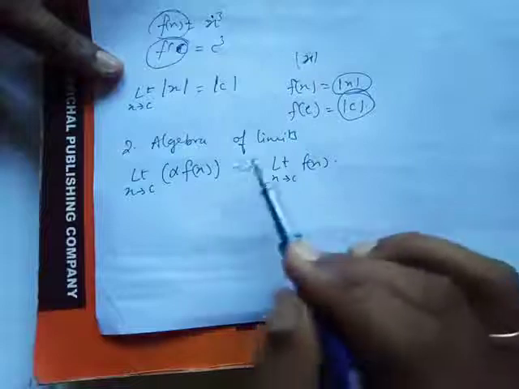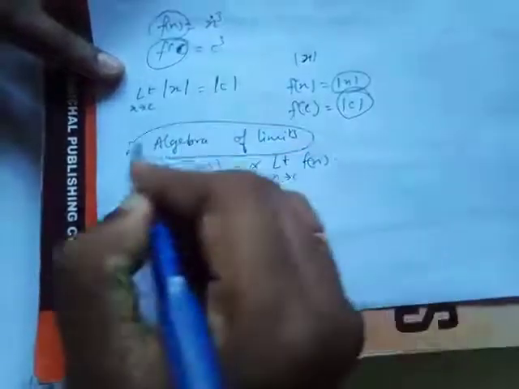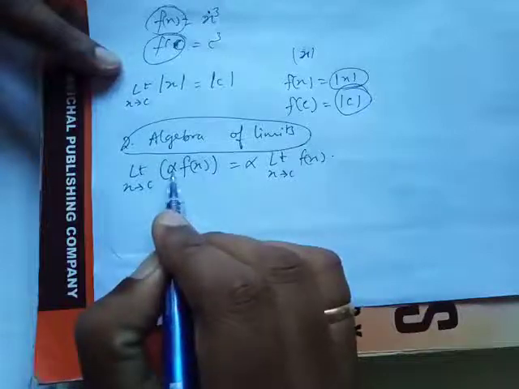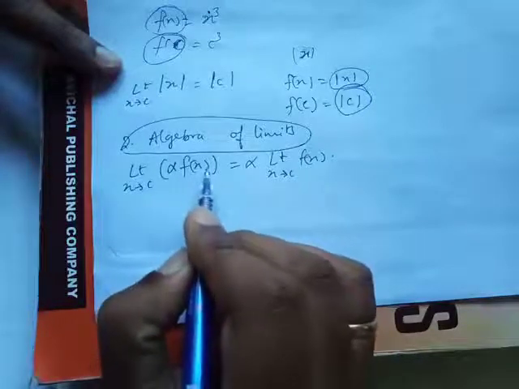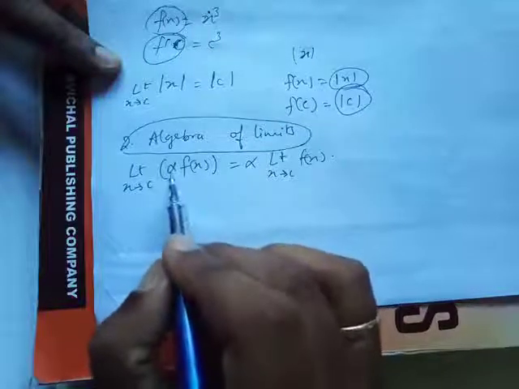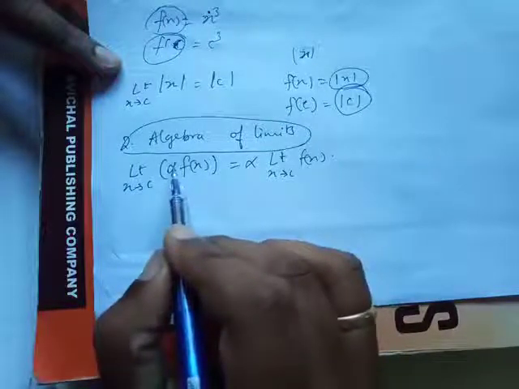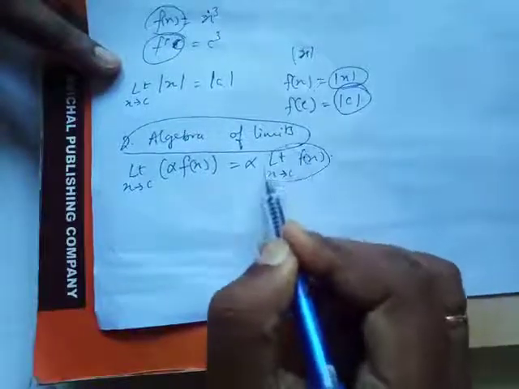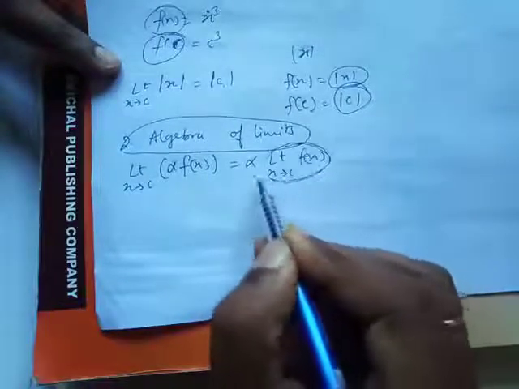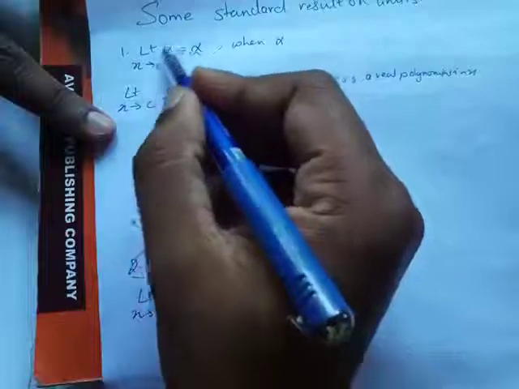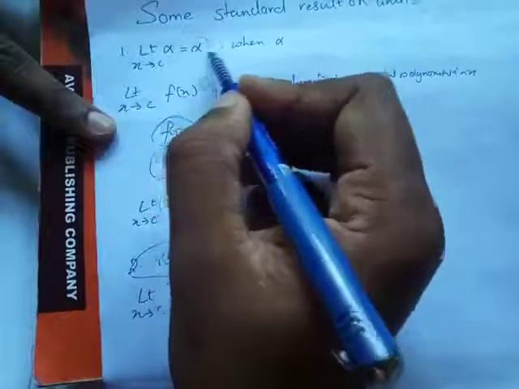Let's study some algebra of limits. If it says limit x tends to c and alpha is getting multiplied with this function, what happens? This alpha is any number, let's say 2, 3, 4, 5, then it comes in front, and the limit only goes with the function. Limit cannot go with any number. Even if the limit goes with a number, let's say 5, the answer is going to be 5 itself.